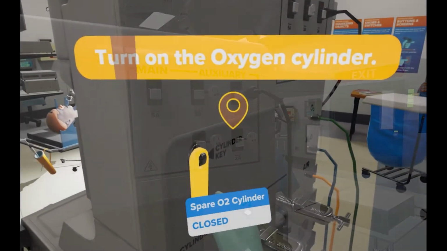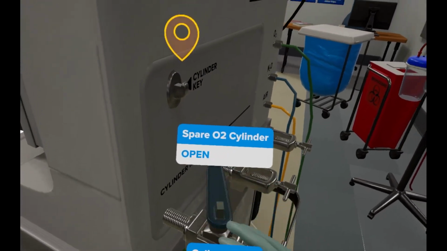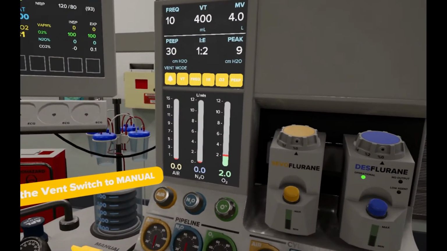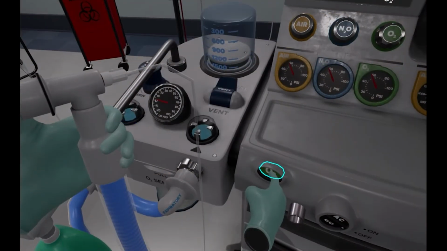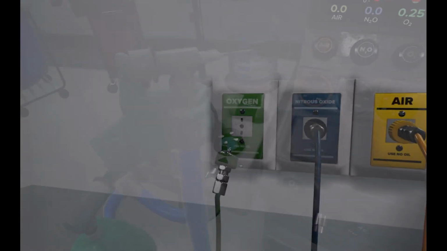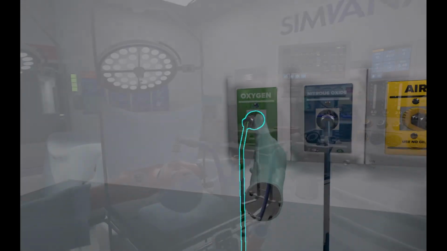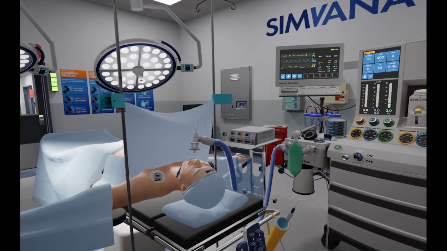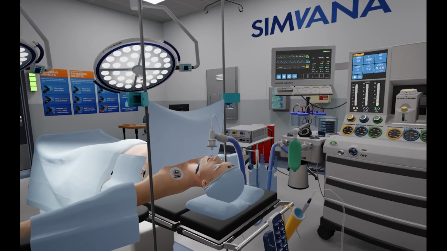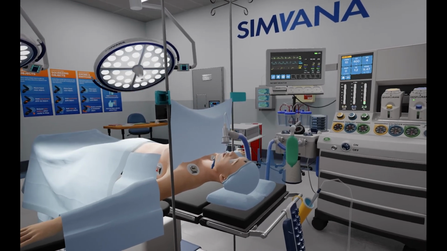So although we do teach a complete step-by-step machine checkout in Simvana, we're also focused on making sure the student knows the purpose of each step of that checkout and how to correct problems that they encounter. And this is how all of the lessons progress. We start from the very basics, build through partial task completion, full task completion, and finally real-world challenges.